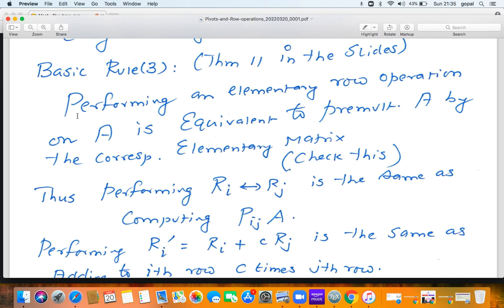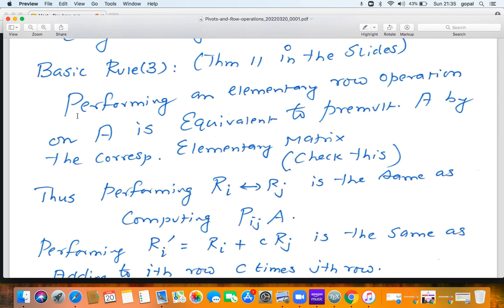Suppose I look at the elementary operation of exchanging the ith row and the jth row. So take an m cross n matrix A, interchange the ith and the jth row. Now take the same matrix A and multiply it on the left by P_ij and compare the results. The result is the same. So performing the operation R_i exchanged with R_j is the same as computing P_ij A.